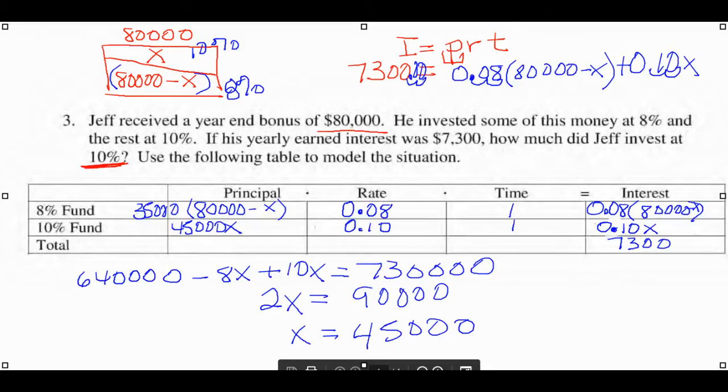Now, if you did it the way it shows in the book, your x would have been 35,000. You would have had to subtract it from 80,000 to get the 45,000. But since we're designating our x as the 10%, as the algebra works, it gives us what we're looking for. So again, you'll have other problems similar to this. Hopefully this is a good model for you.